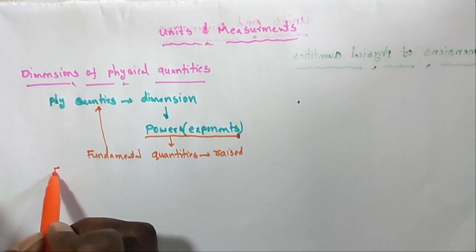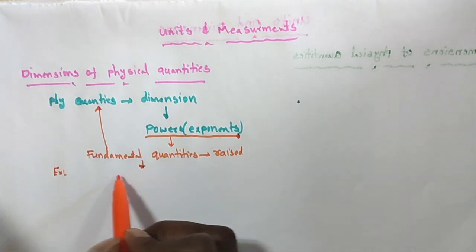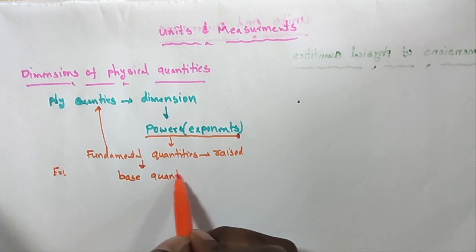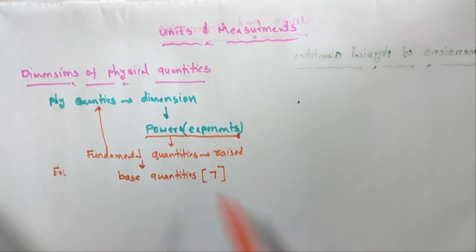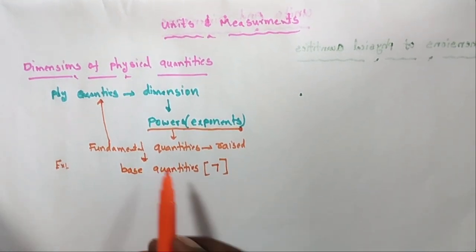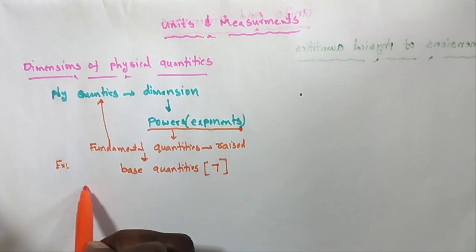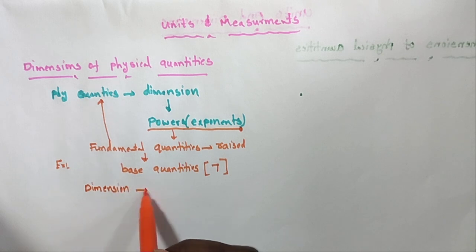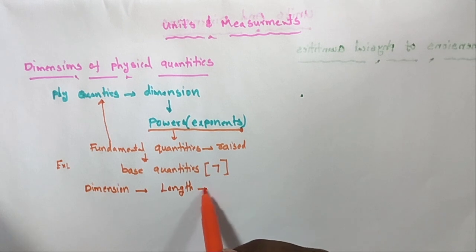For example, I am taking the fundamental or base quantities. How many fundamental or base quantities are there? We know that very well: 7 fundamental quantities. These 7 fundamental or base quantities have some dimensions. The first one I am taking is length. Length is one fundamental quantity, and L is the symbol of the length.